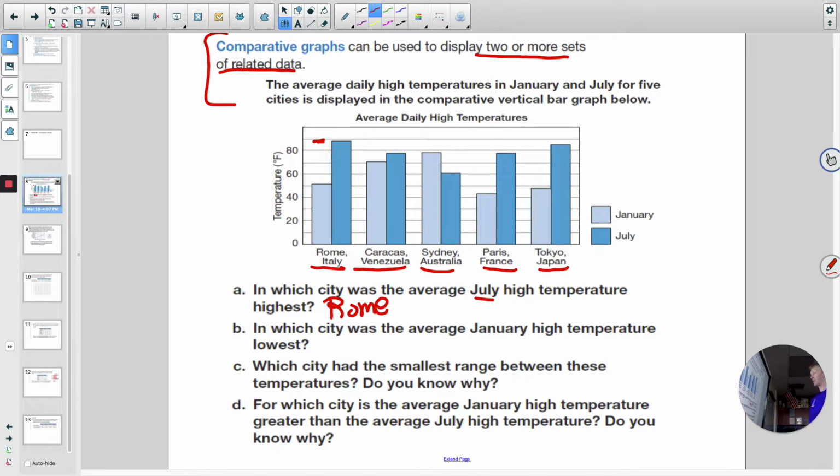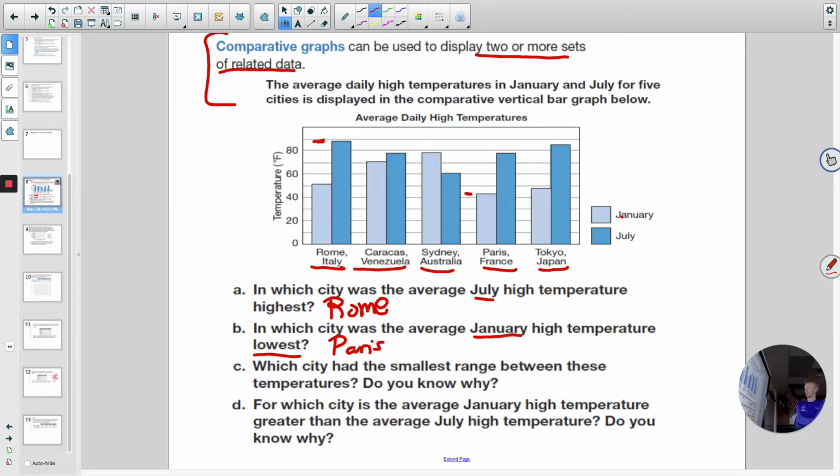All right, in which city was the average high temperature in January the lowest? So you take a look. January is the light blue. You want to see which one had the lowest. I'm taking a look, and right here it looks like Paris would be the answer.